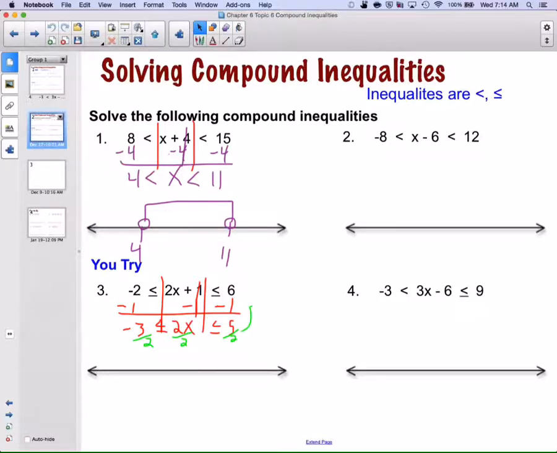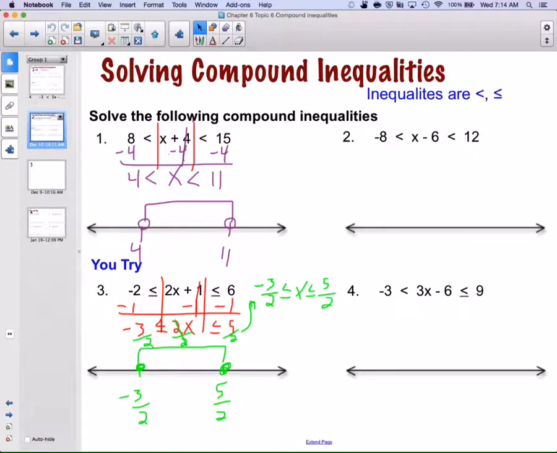I'm going to put the answer up here. I don't want to run out of room. I'm going to get -3/2 less than or equal to x less than or equal to 5/2. So it's a little messy, but we can still plot fractions just like we can plot regular integer numbers. And I know I'm going to put a closed circle because both of these are the less than or equal to's, and then I connect the dots.